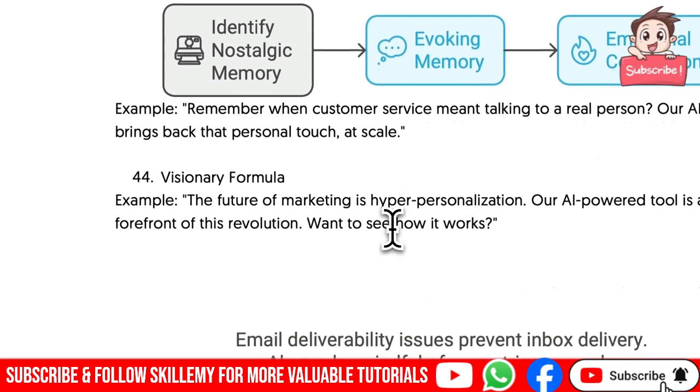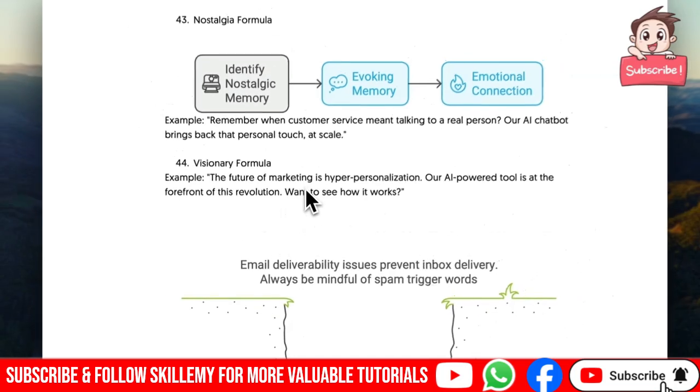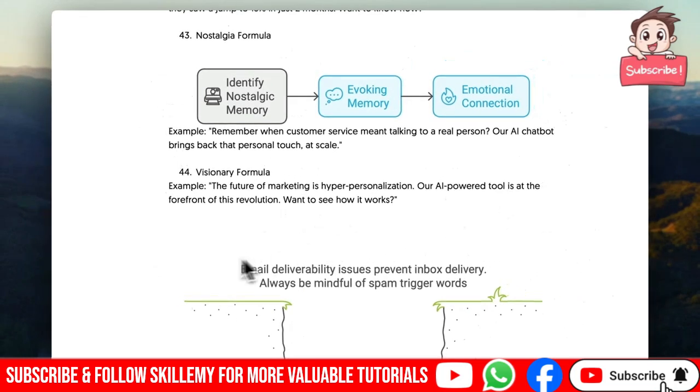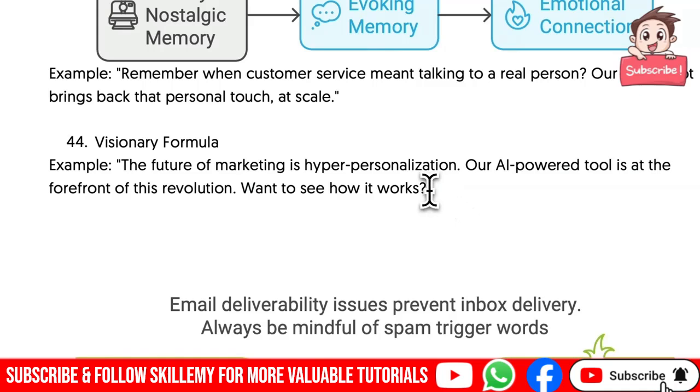45. Visionary formula. Paint a picture of the future of the industry and how your product fits into it. Example: The future of marketing is hyper-personalization. Our AI-powered tool is at the forefront of this revolution. Want to see how it works?